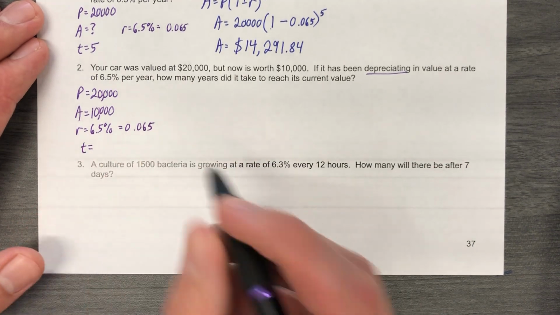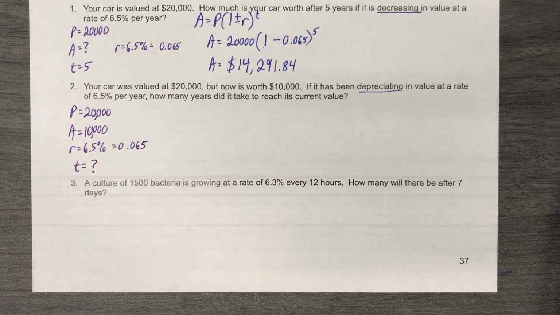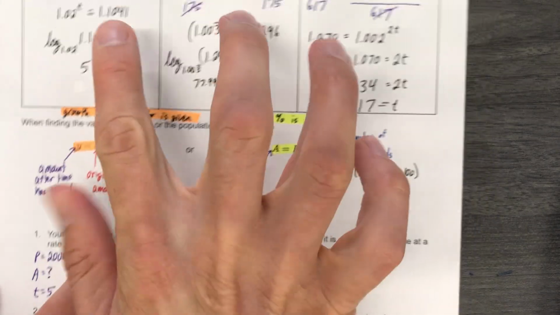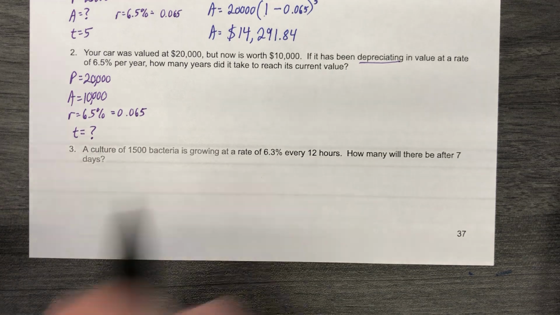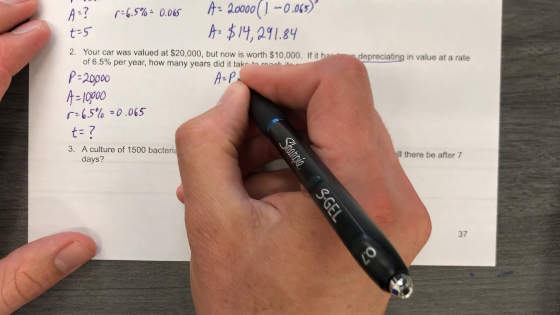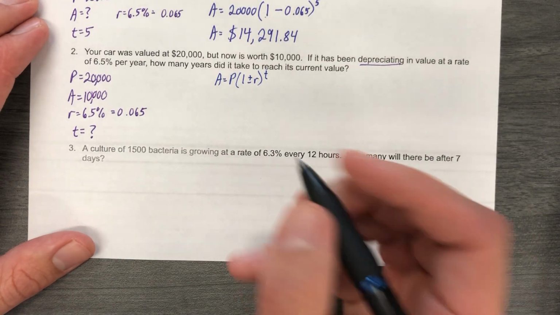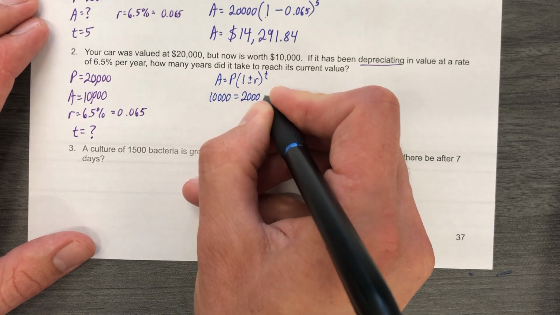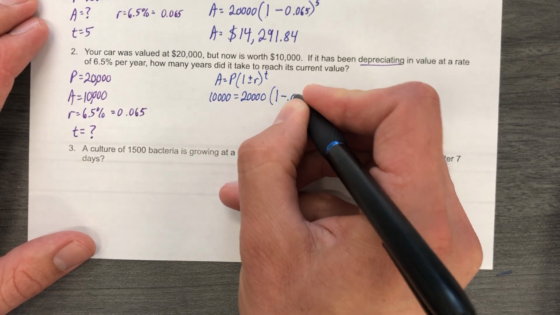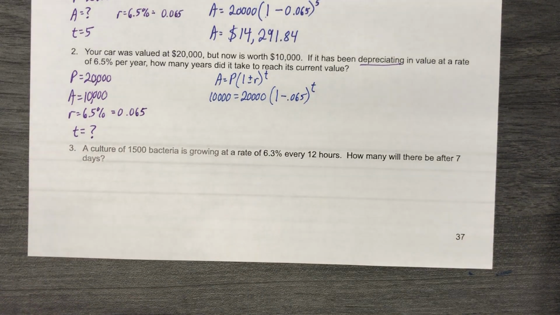Now we don't have 5 years. They didn't tell us how many years. That's what they're asking. So this is going to involve some skills that we gained up at the top. So let's jump in. Never hurts to write the equation one more time. A equals P, 1 plus or minus R to the T. And we're going to plug in everything we know. We know that A is 10,000. We know that P is 20,000. We have 1 minus 0.065, and we're going to raise it to the what? Don't know. Call it T.